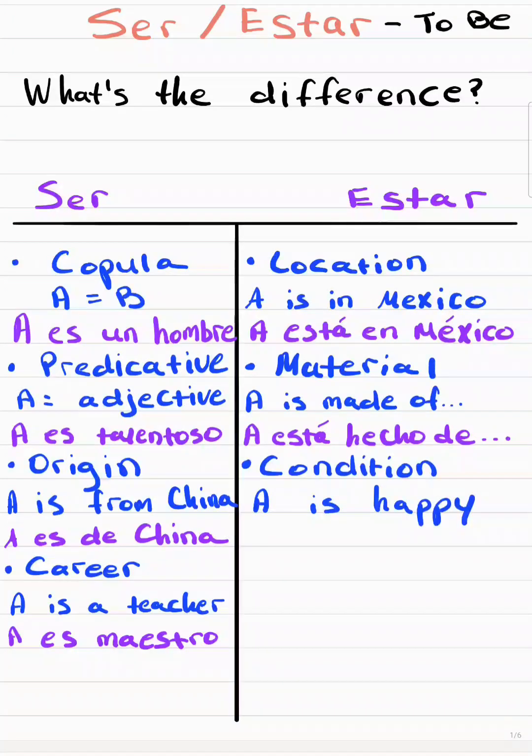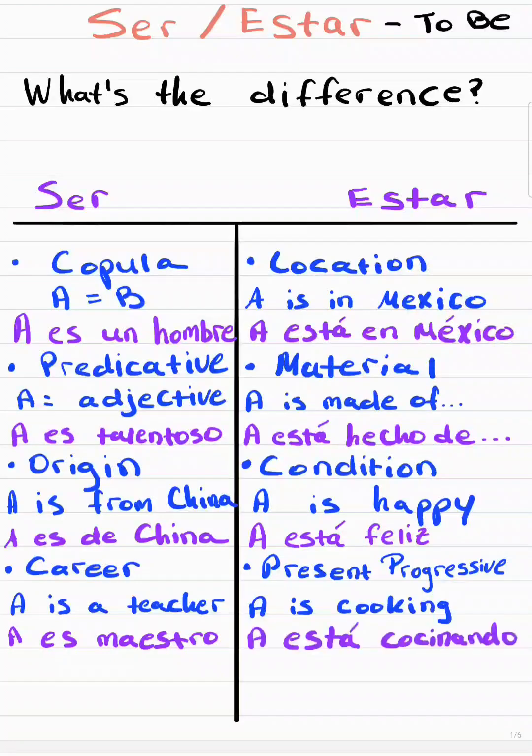We talk about a condition, a temporary condition. So A está feliz means A is happy. But if we're talking about A being a happy person, you would say es feliz, es una persona feliz. And then the last one is a present progressive. A is cooking, A está cocinando. So that's, they're doing it right now. In this moment, they are doing something.